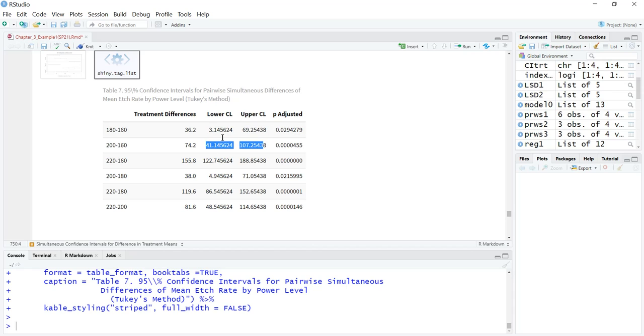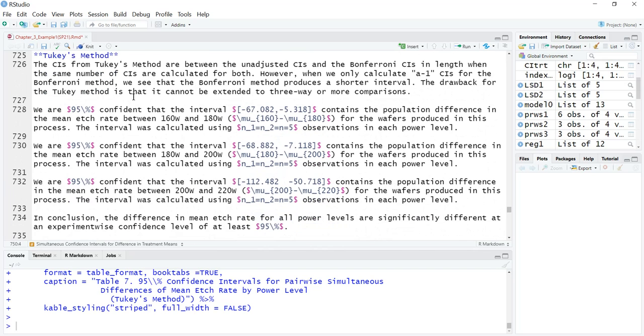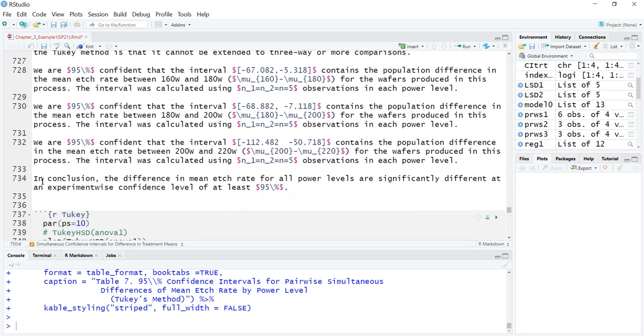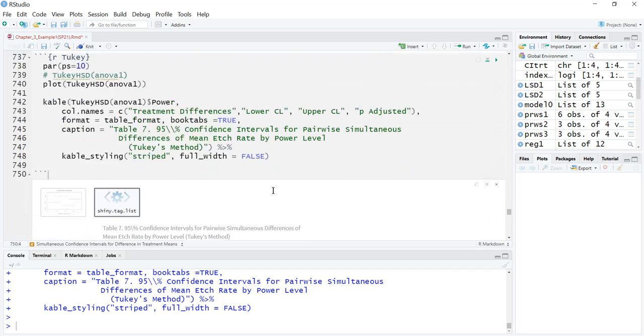And if we're using confidence intervals, we have the confidence intervals here. But this is reversing it from what I did. This is taking the second level minus the first, the third level minus the first, the fourth level minus the first, the third minus the second, fourth minus the second, and then the fourth minus the third. Okay, so they're all positive because we took a bigger number minus the smaller number. And none of the confidence intervals contain 0. All of these numbers for the lower are above 0. So 0 is not in the confidence interval. So we can talk about each individual confidence interval, and then in conclusion, we need to say something about all of them together. The difference in mean etch rate for all power levels are significantly different at an experiment-wise confidence level of at least 95%.